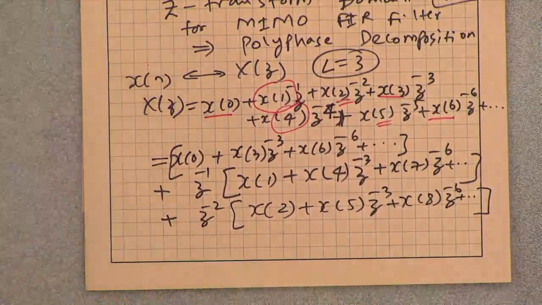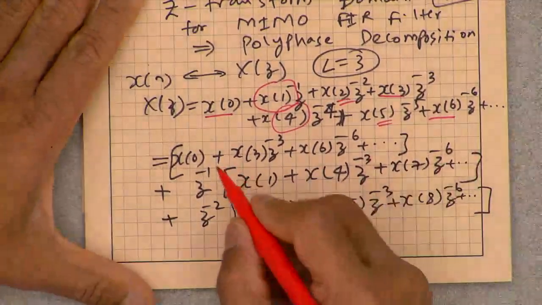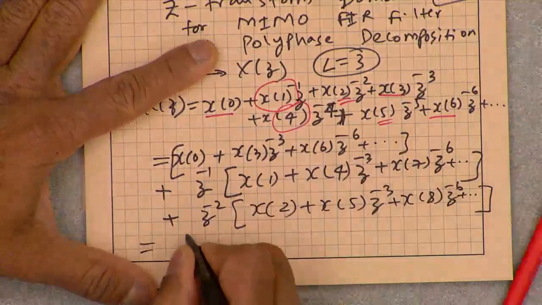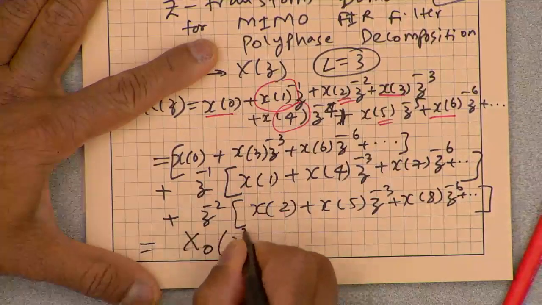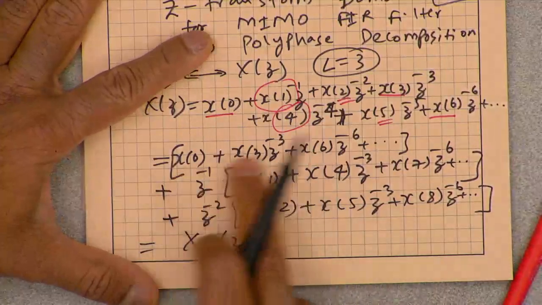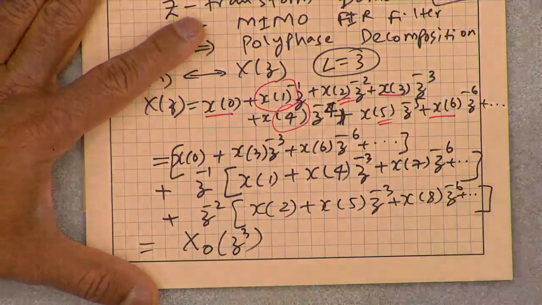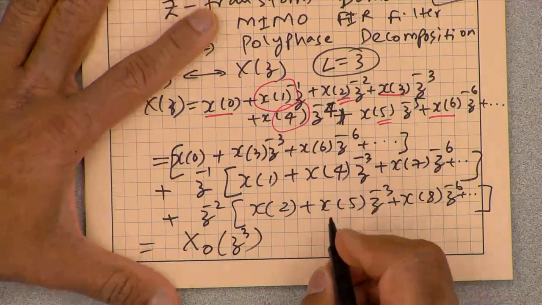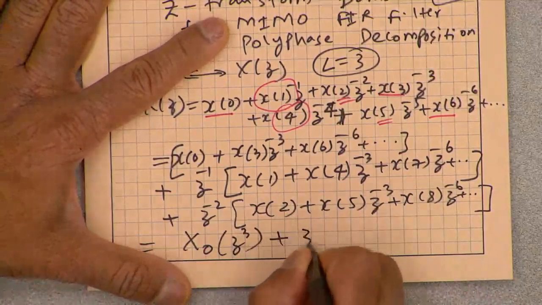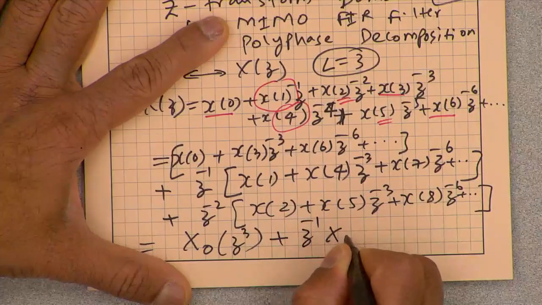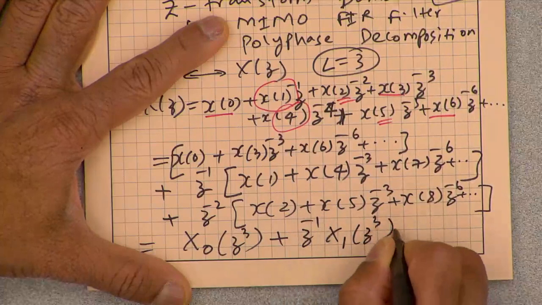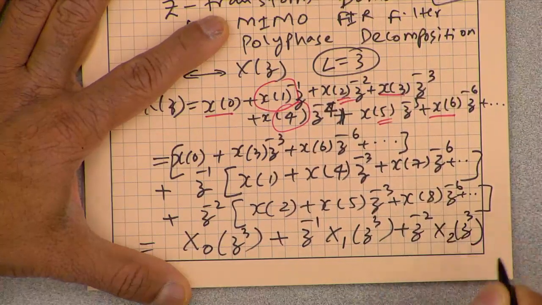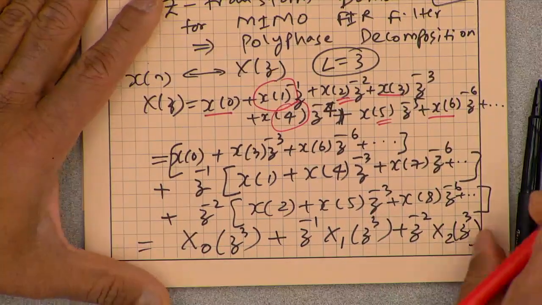So this quantity here we are going to call X0(z cubed). This is no longer a polynomial in z to power minus 1, but a polynomial in z to power minus 3. So X(z) is X0(z cubed) plus z to power minus 1 X1(z cubed) plus z to power minus 2 X2(z cubed). Let's think about what we are trying to say here.